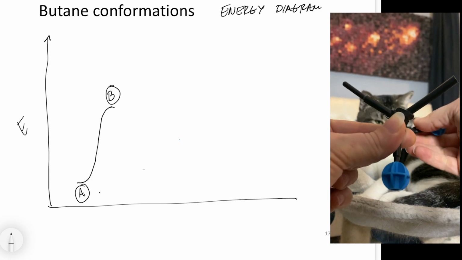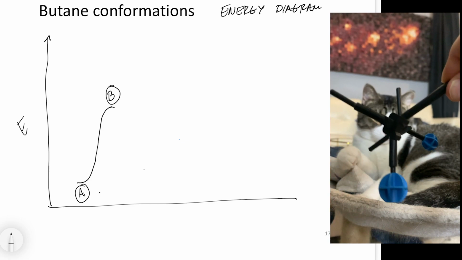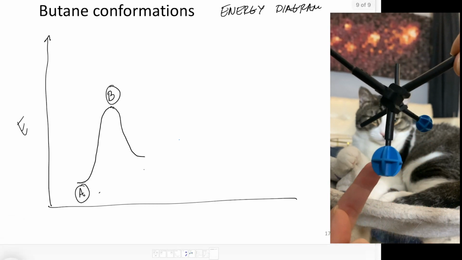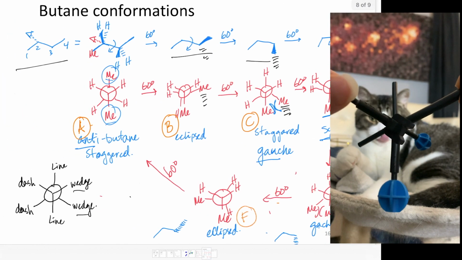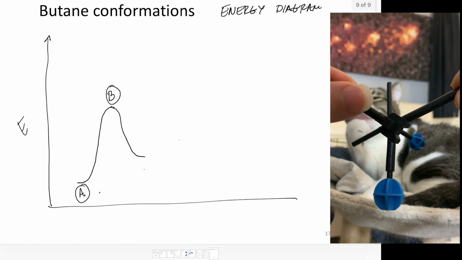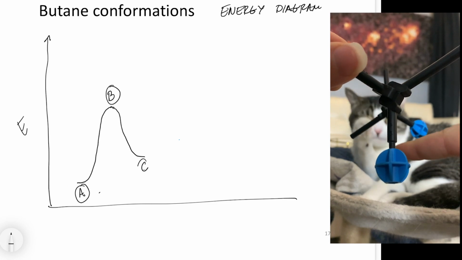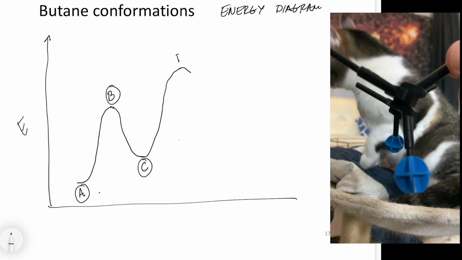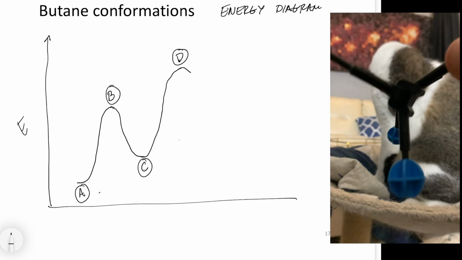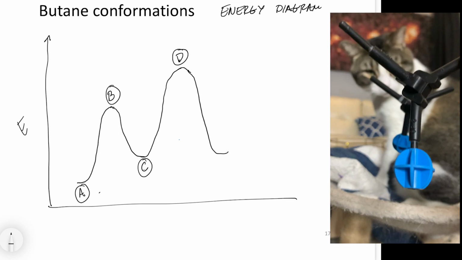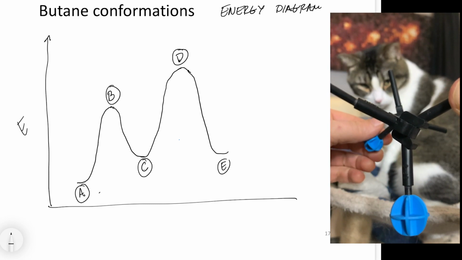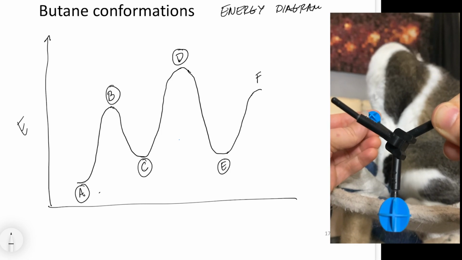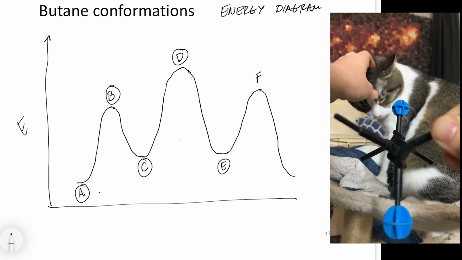As we rotate another 60 degrees, we got a staggered form. However, this is gauche. We had two methyls interacting with each other. So that means that it's going to be higher in energy than our initial staggered form. Notice the gauche that we have here on C. This is going to be higher in energy than our starting A. Okay? Now we're going to move to an eclipsed form, and this is where we had those methyls right on top of each other. So this transition state is going to be even higher in energy. So this is our conformation D. We come back down to a staggered conformation, but it still has that gauche interaction. That was E. We're going to have an eclipsed form. That's F. And then we come back down to our lowest butane conformation, which is A.